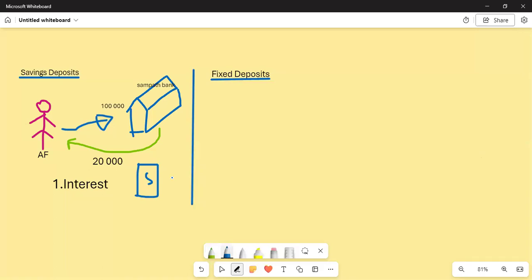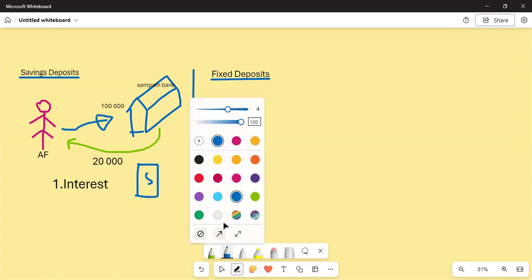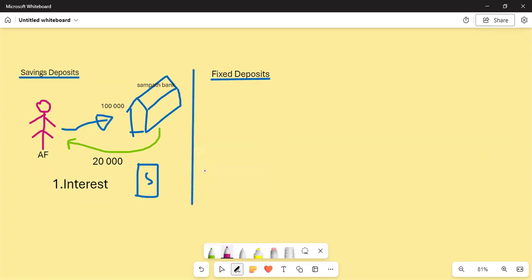Okay, fixed deposit. What do you mean by the word fixed? If something is fixed, you can't get it every time. Did you understand? For example, let's say I have become rich. We'll think like that. So now I have so much money. And what I do is, I go and open a fixed deposit account in Sampath Bank or Commercial Bank. I am starting a fixed deposit for 1 year.